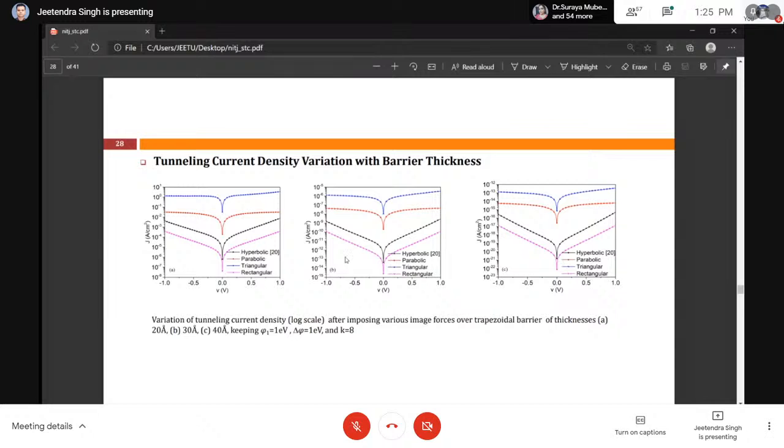One thing observed is the decrement in the current when we go from 20 angstrom to 30 angstrom; a certain amount of difference is seen. We have almost the same gap, not exactly the same, but the same gap is seen here also for 40 angstrom.